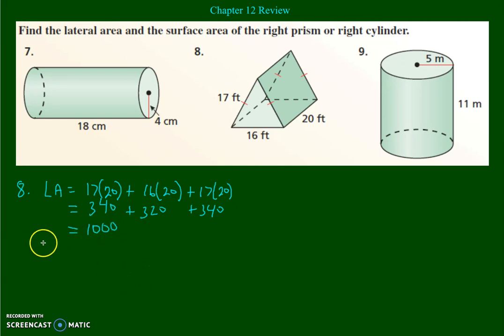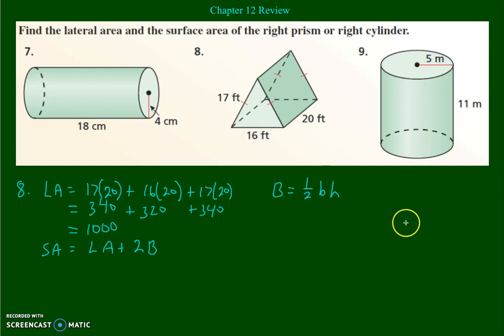Now our surface area is going to be lateral area plus 2 times area of the base. Now our job is to find the area of the base. The base is a triangle, so it's 1/2 little b, which is the base of the triangle, times the height of the triangle.